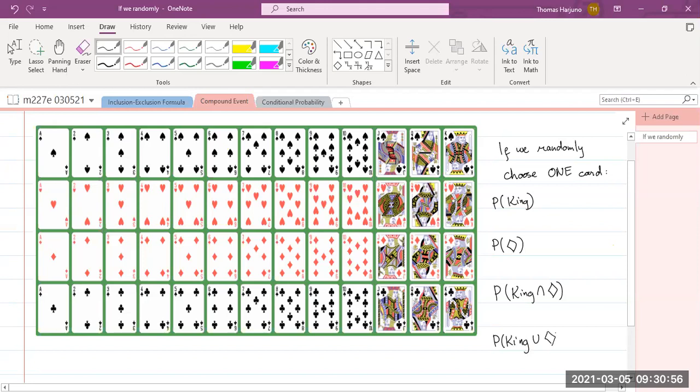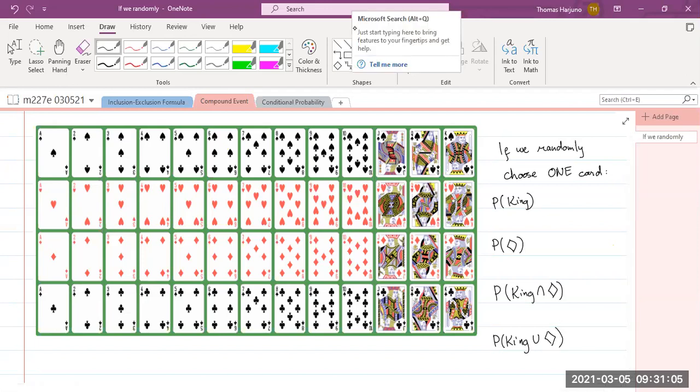Can I ask you to do this first? Maybe 3 minutes for this. Okay, let me give you 3 minutes to do this problem. It's supposed to be easy though, especially if you're already someone who plays cards.